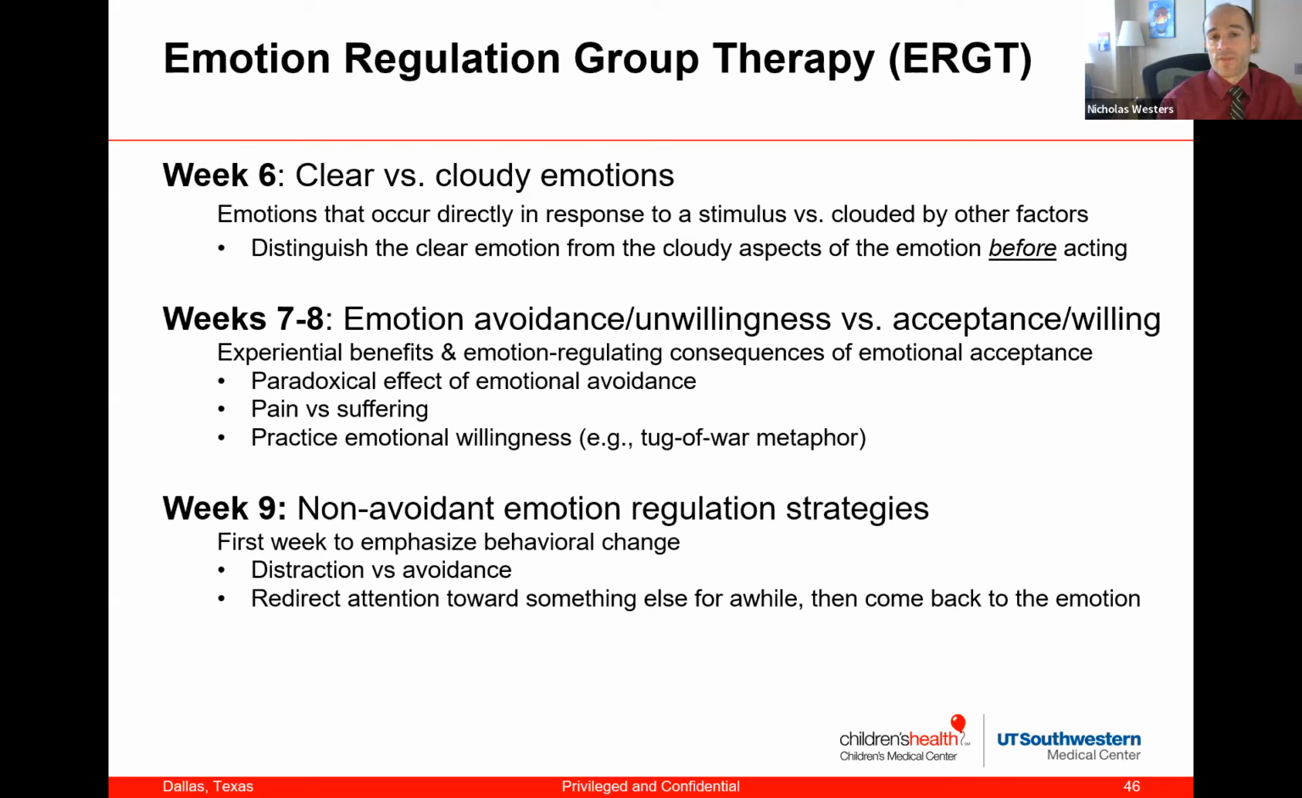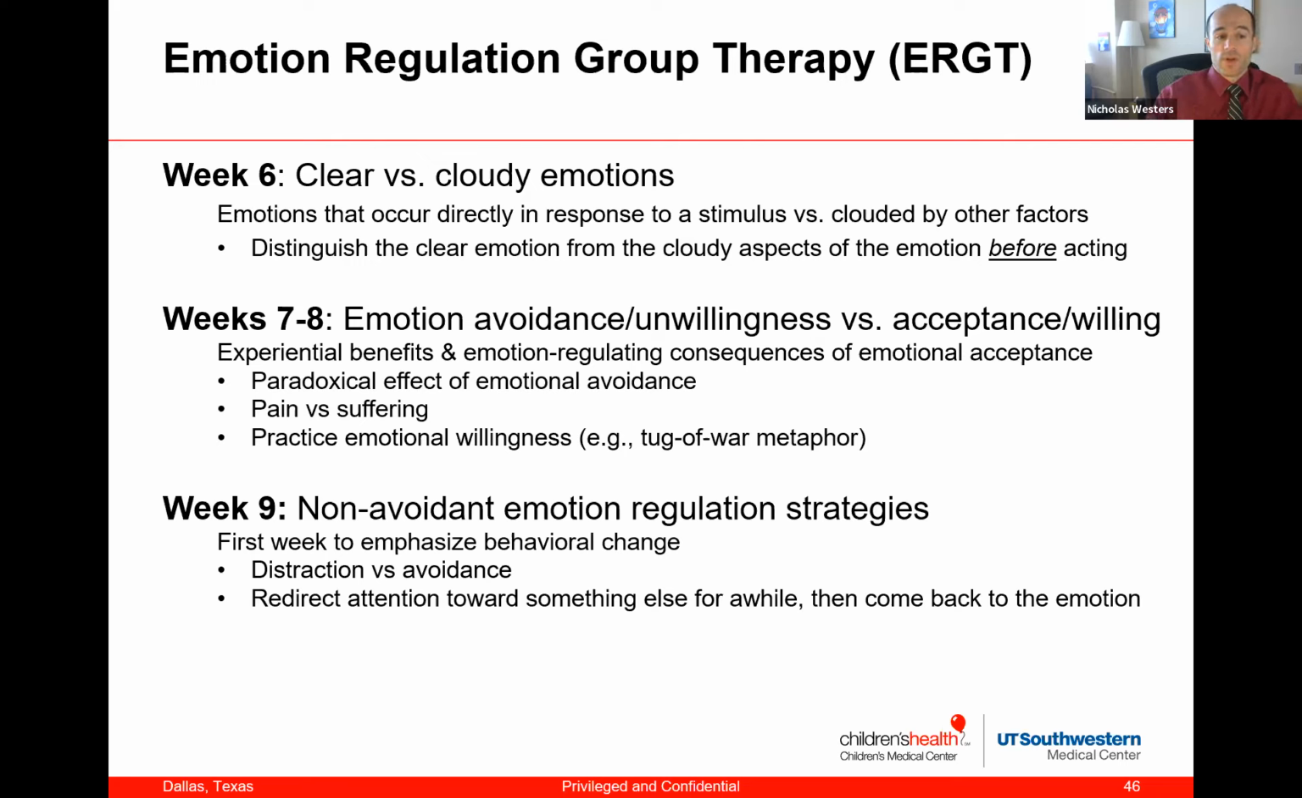And we talked about pain versus suffering in T-SIB, where pain is a part of life. Suffering doesn't necessarily have to be, especially if we can just, sometimes we have to accept things as they are to decrease the suffering, because avoiding our emotions tends to persist and keep our suffering going. And then we have non-avoidant emotion regulation strategies.